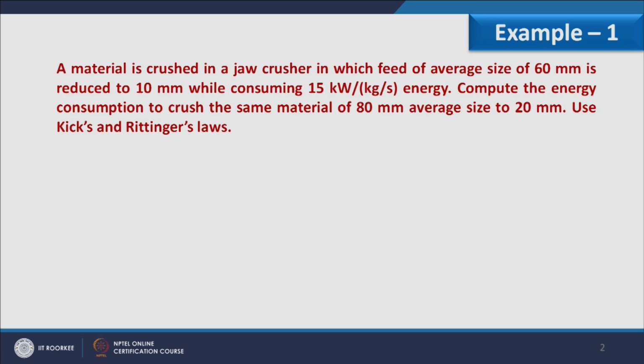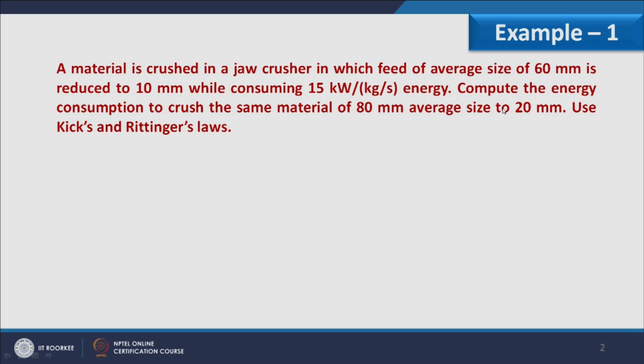laws of comminution. Example 1: in this example we have considered a problem where a material is crushed in a jaw crusher in which feed of average size of 60 mm is reduced to 10 mm while consuming 15 kilowatt per kg per second energy. So, we have feed of 60 mm and product of 10 mm, and while crushing we are using 15 kilowatt per kg per second energy.